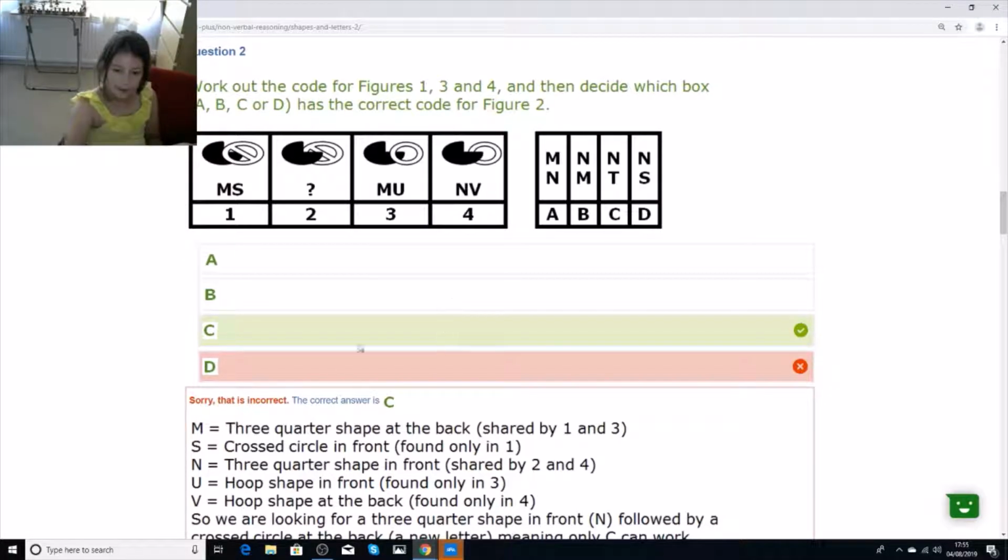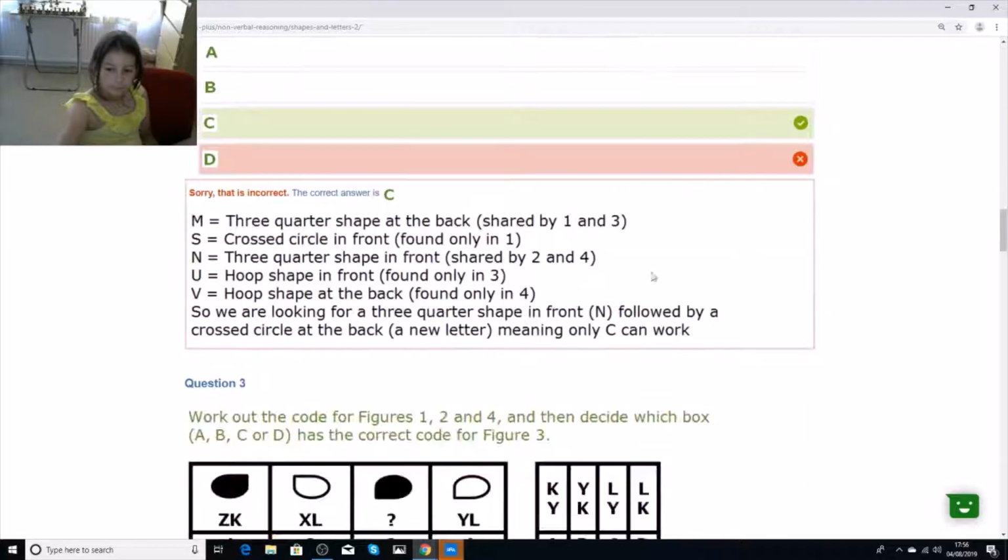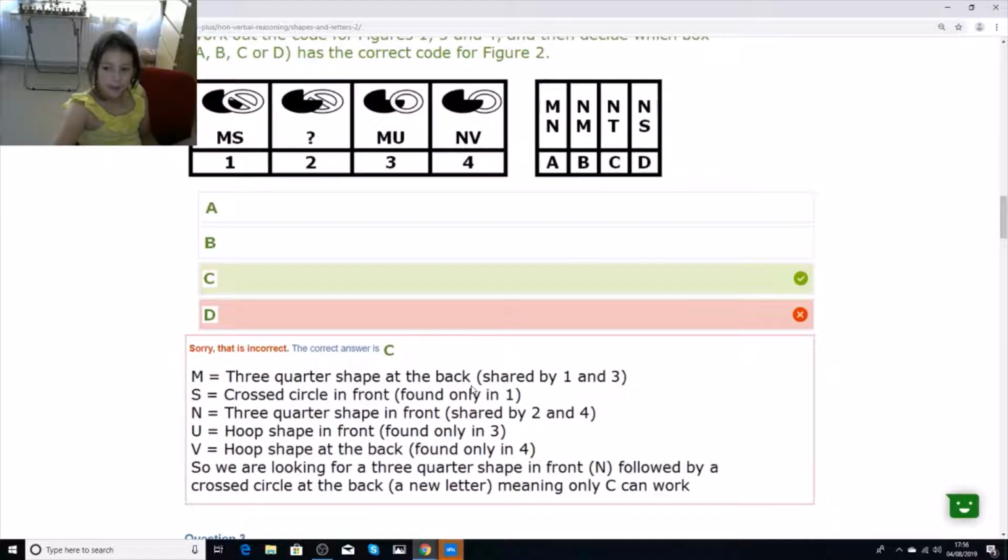Wait, so S means crossed circle in front. Oh, cross circle in front. And in this, there's this sign in front. And in this, there's this sign behind. So what we're looking for is a 3/4 shape in front, N, followed by a cross circle at the back. A new letter, meaning only C can work. Oh, so it's a new letter. That's why it's C.